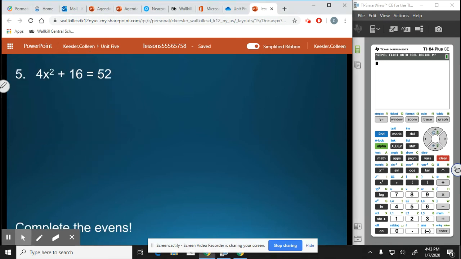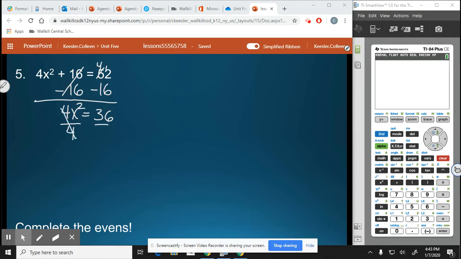Number 5. Now we have to solve this by factoring. So we have 4x squared plus 16 equals 52. I lied. We don't have to factor yet. Okay, so this is an easy one. Looks like a two-step equation. We're going to subtract 16 from both sides. We get 4x squared equals 36. Then we're going to divide by 4. So x squared equals 9. Last, we're going to take the square root. And we all know that the square root of 9 is 3. So this is 3 or negative 3.